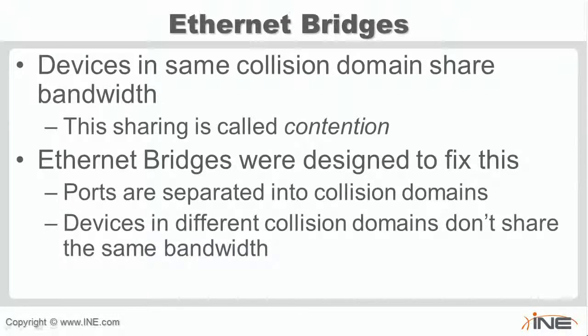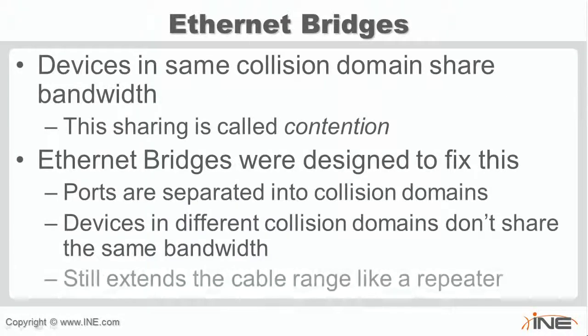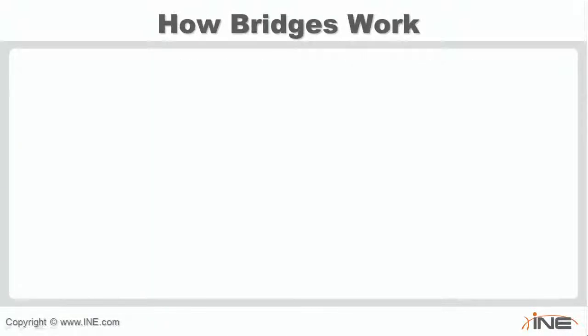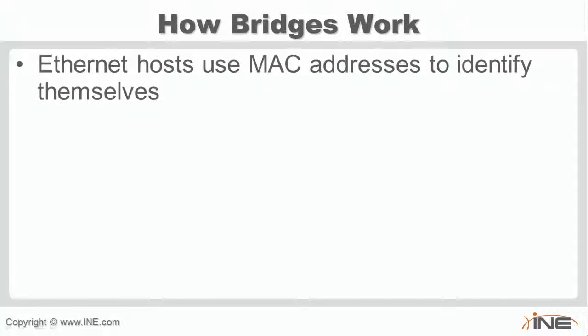So the key is that with a bridge, since the devices are in different collision domains, they don't share the same bandwidth. If I have 10 megabits per second on one side and 10 megabits per second on the other side of the bridge, then the individual host can use that full value. But it's still extending the range of the cable just like a repeater. Now, in order to actually get this to work, the bridge needs to figure out who are the hosts that are trying to send traffic between its ports.